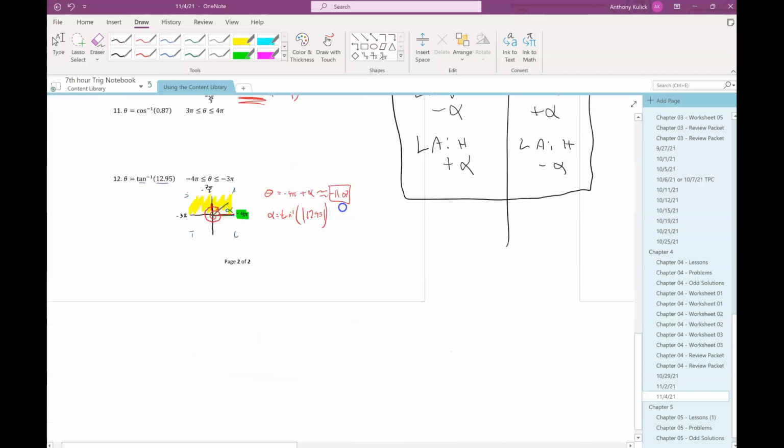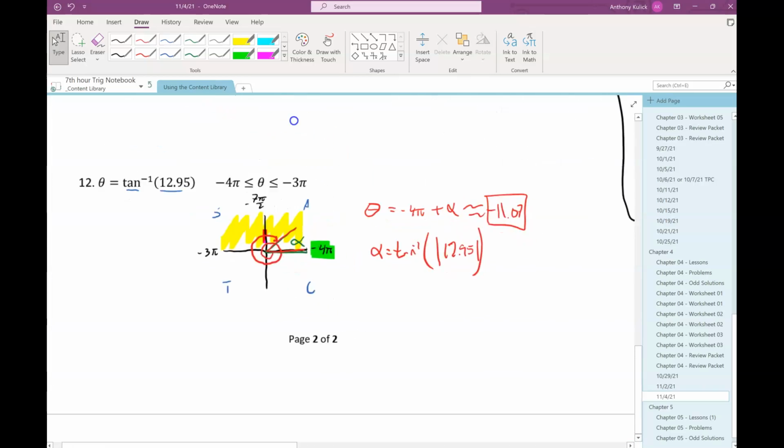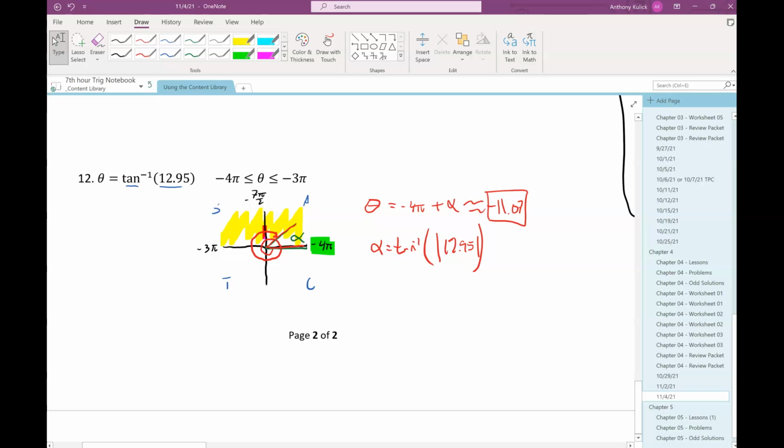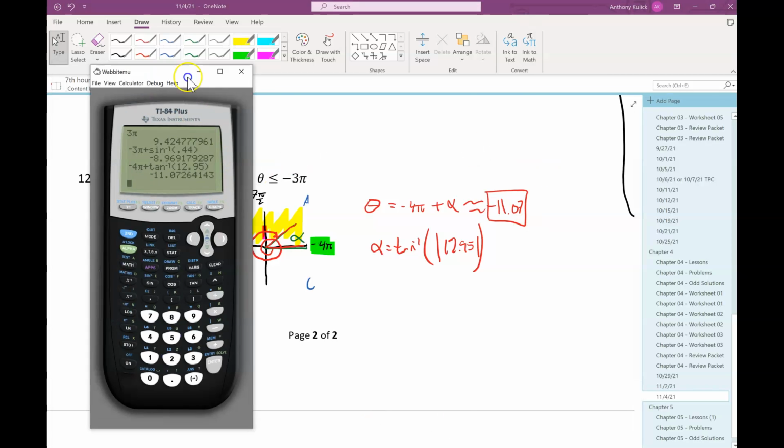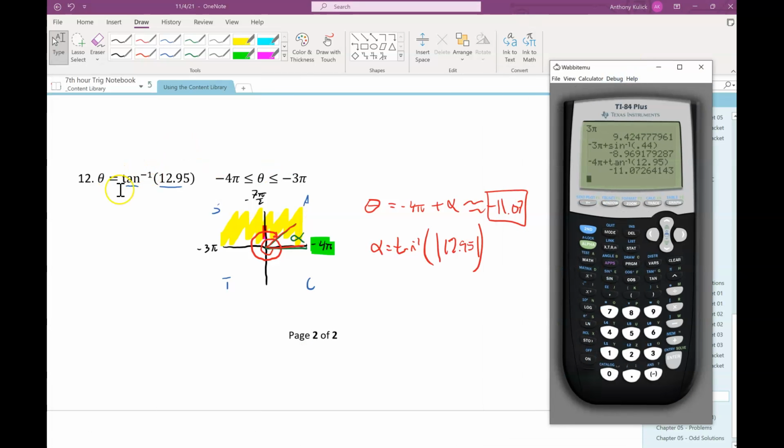And all these problems that we've been doing, these are all checkable, right? You guys know this. How you check them, you can use your calculator. So what I'm going to do is take the tangent, regular tangent, of my answer and make sure I get 1295.